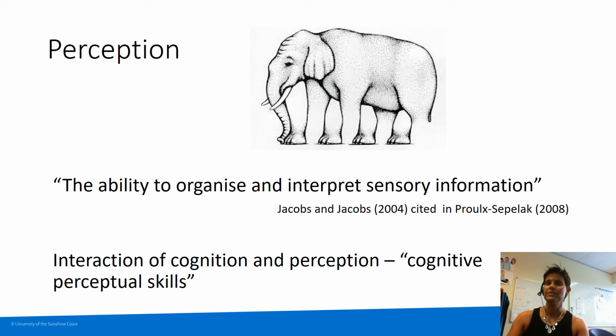What is perception? Perception is the ability to organize and interpret sensory information. That's a nice, simple definition. It's not that simple because when we look at perception, we also have to think about the interaction of cognition and perception. So to have cognition, we have to perceive correctly, and to perceive correctly, we have to see correctly. A lot of the content we discuss today, particularly from a perception point of view, will overlap with what we did in the previous week when we looked at vision and optimizing visual performance.